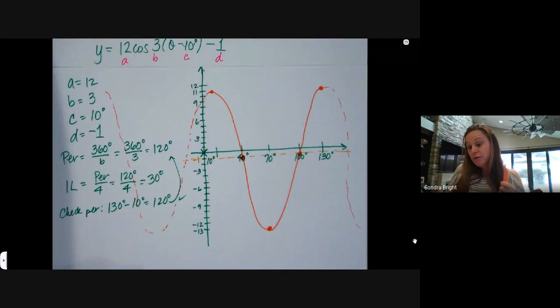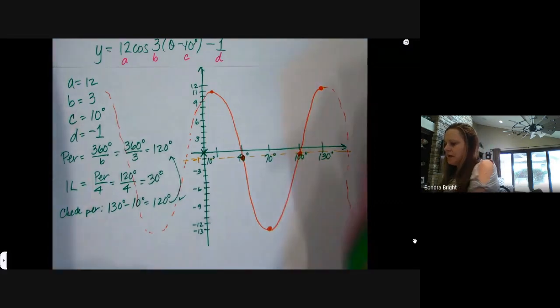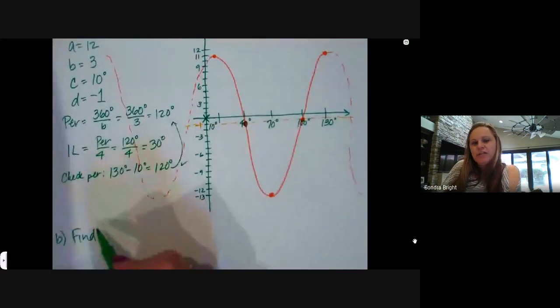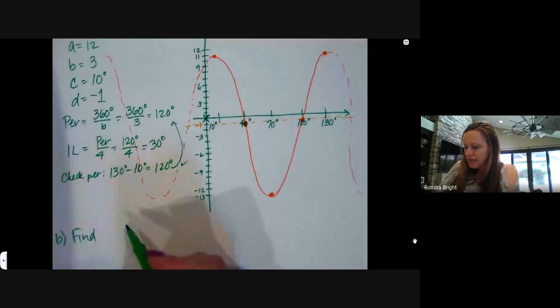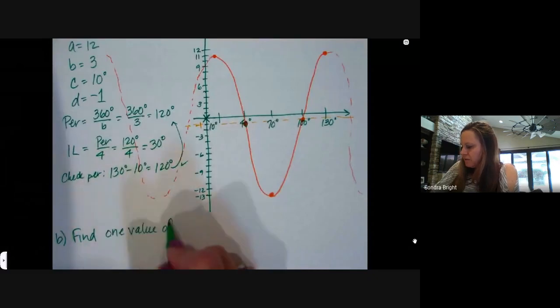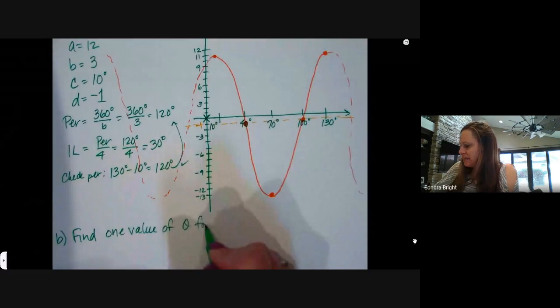All right, so now that we got our graph, which was part C, part B is going to ask you to find, I'm going to change the directions. It says the first positive value. We're going to do more like that tomorrow. I'm going to just say, let's find one value of theta for which y is equal to 5.